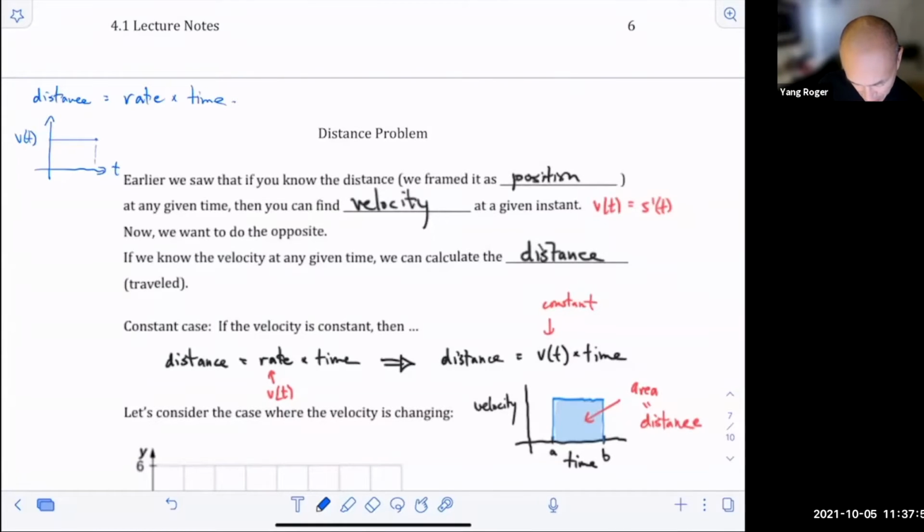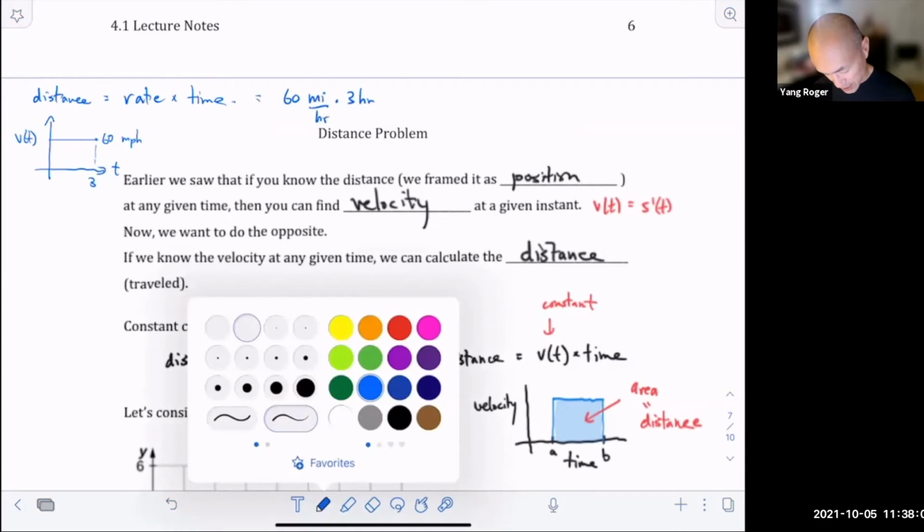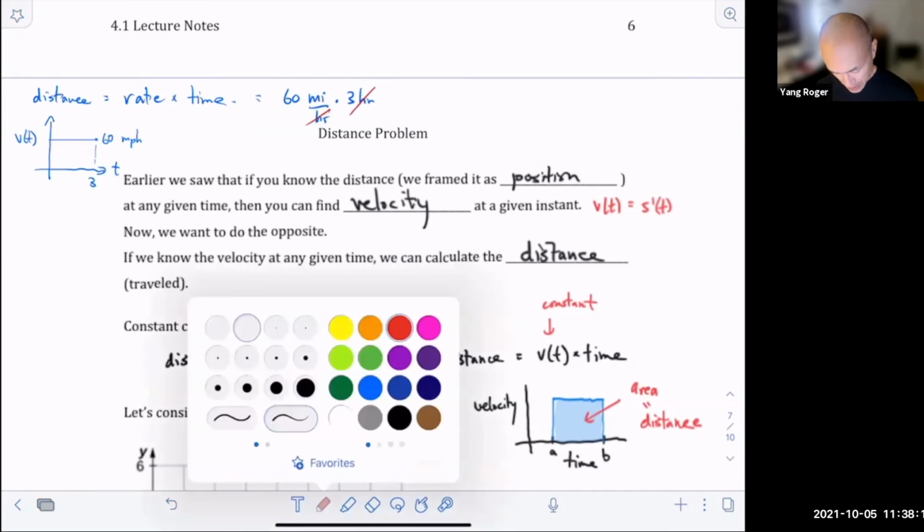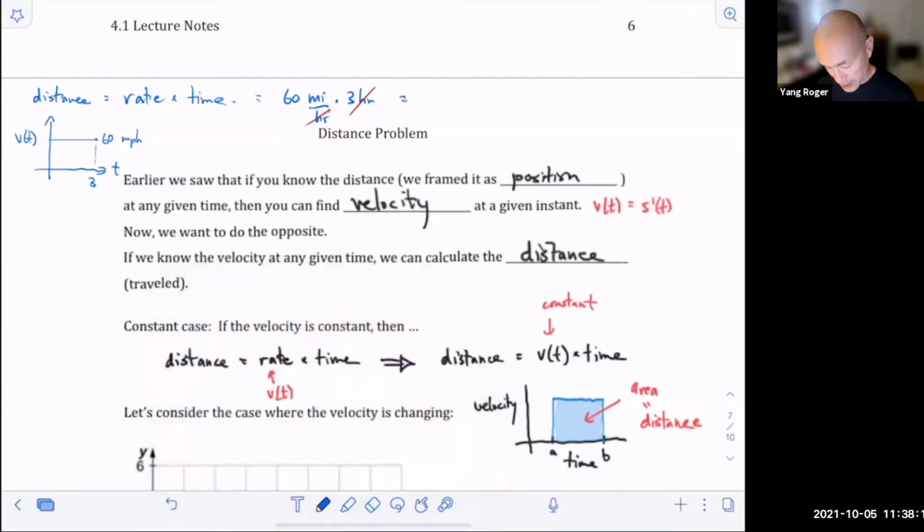Let's say this was 60 miles per hour and you were driving for 3 hours. Then how far did you go? Well, you had 60 miles per hour, then you drive for 3 hours. What you notice is that the units for hours in the denominator and hours in the numerator cancel out, and you end up with 180 miles.